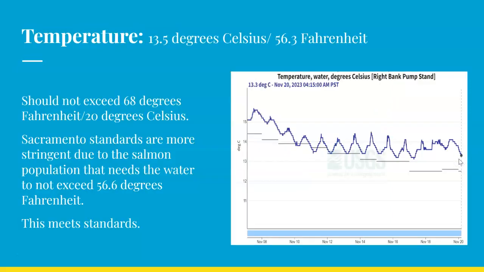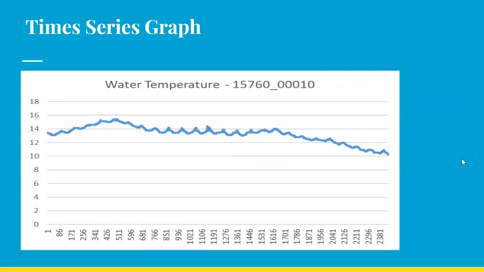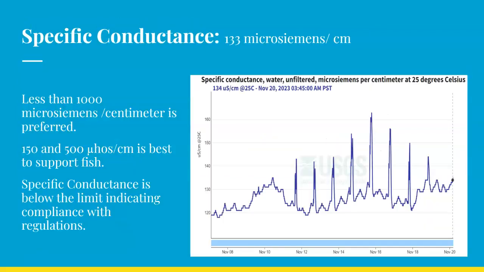The temperature was 13.5, which is 56.3 Fahrenheit. So it is within the standards, and it does meet the standards for Sacramento, because they are a little different because of the salmon. And the time series graph is similar. There's mine. Specific conductance was 133 microsiemens, so that is below the limit, indicating compliance with the regulation.